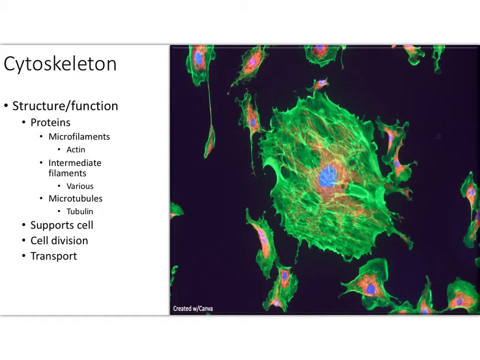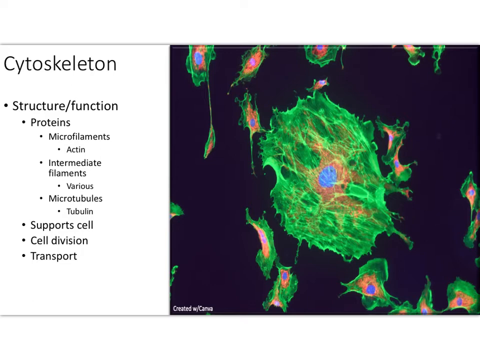The function of the cytoskeleton is very similar to what we would find in the prokaryote as well. It helps support the cell, give it some kind of structure. It's involved in cell division, so things like mitosis and meiosis. You probably remember those from introductory biology when the cell is dividing either to make more somatic cells or gametes. And it's also used in transport.